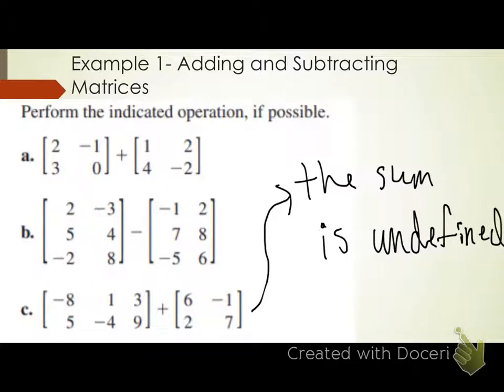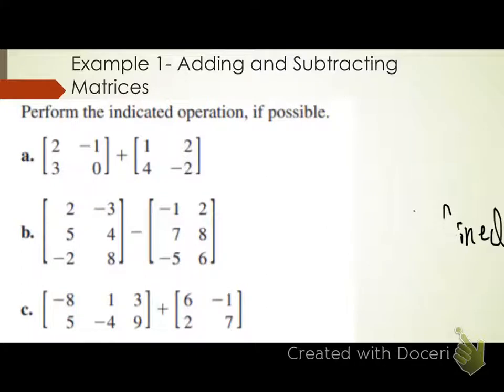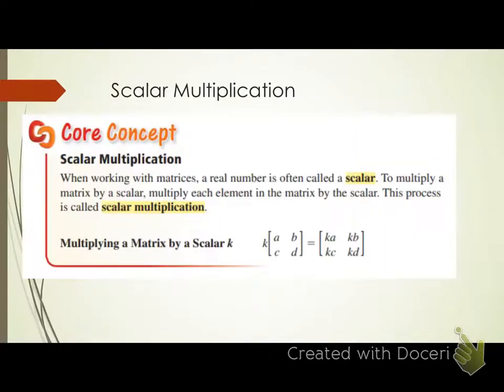So that's what you would write if you cannot add or subtract the two matrices. Once again, they have to have the exact same dimensions. The first one is 2 by 3. The second one's 2 by 2. They don't have the same dimensions, so the sum is undefined. Pretty simple. Alright, going on to the next slide.